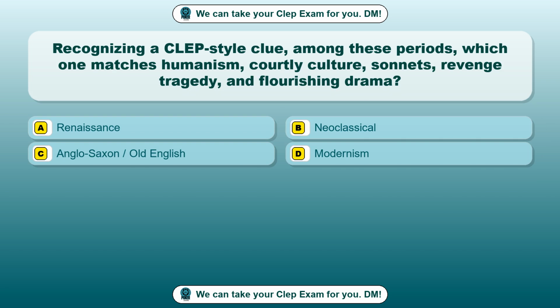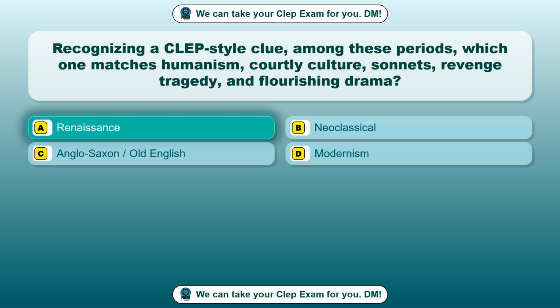Question 86. Recognizing a CLEP-style clue among these periods, which one matches humanism, courtly culture, sonnets, revenge tragedy and flourishing drama? Option A, Renaissance. Option B, Neoclassical. Option C, Anglo-Saxon/Old English. Option D, Modernism. The correct answer is option A, Renaissance.